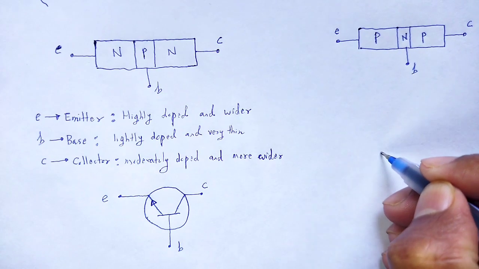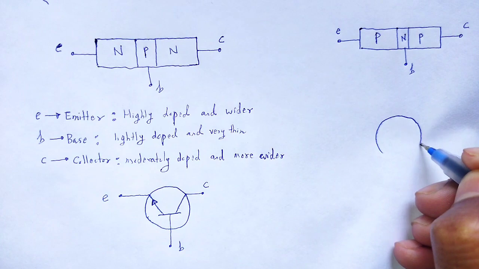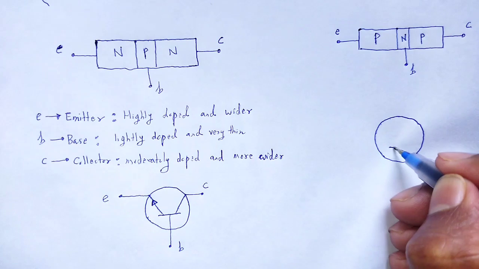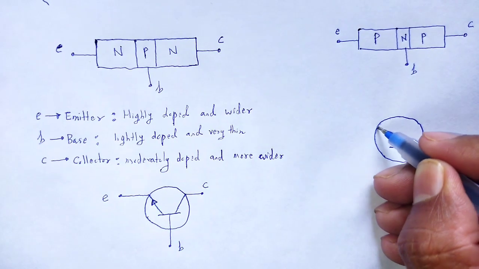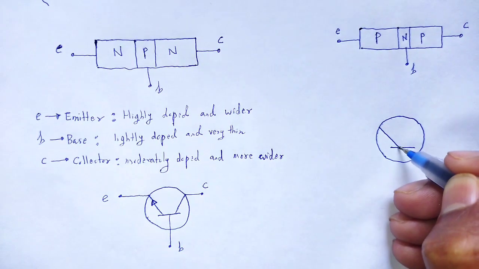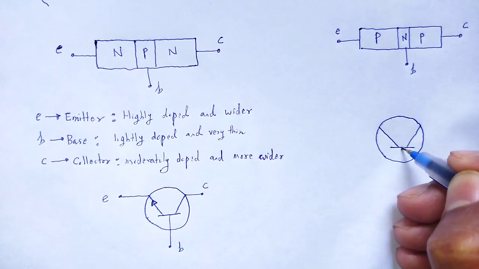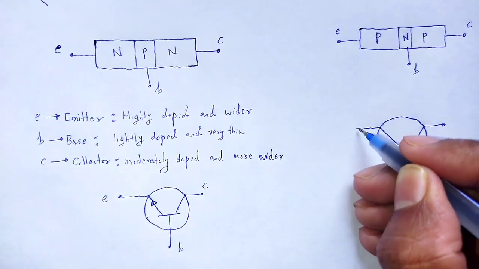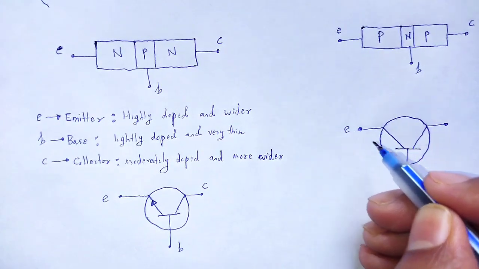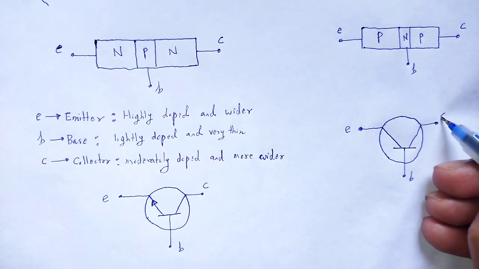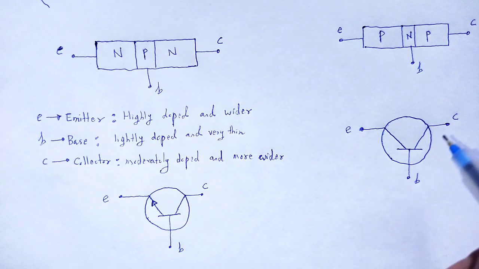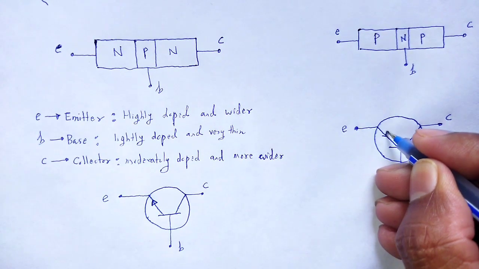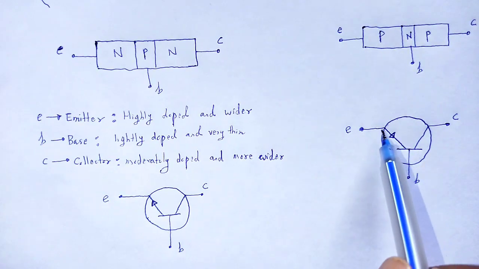In a PNP transistor, the symbol has base, emitter, collector: the base terminal, collector terminal, emitter terminal. So here in PNP, the arrowhead is like this, from P to N.